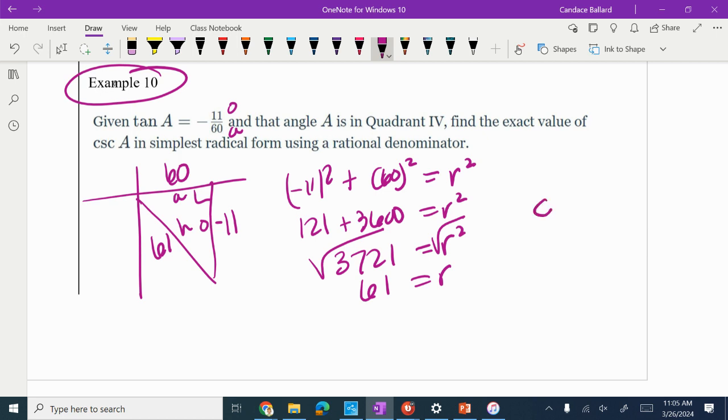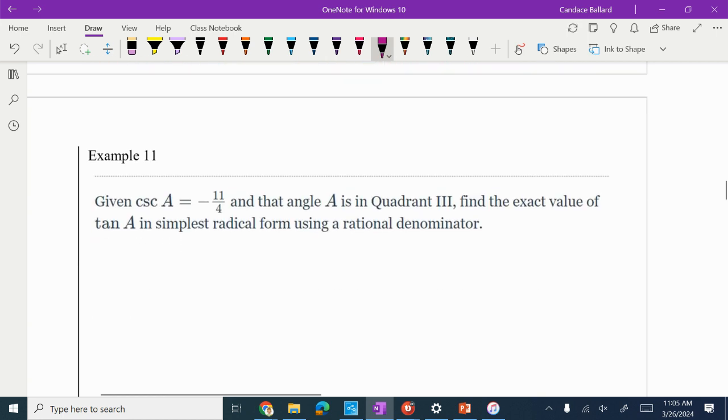All right, so what is the cosecant of that? Hypotenuse over opposite. So I heard 61 over negative 11. And again, the negative could be on the bottom, it could be on the top, you could float it out front. Okay. I don't feel the need to do example 11. How does that sound? Let's get rid of that one.